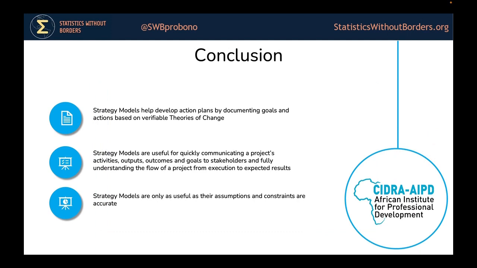But in conclusion, strategy models help develop action plans by documenting goals and actions based on verifiable theory of change. Strategy models are useful for quickly communicating a project's activities, outputs, outcomes, and goals to stakeholders, and fully understanding the flow of a project from execution to expected results. You can see the shortcomings, you can communicate to each stakeholder. Those are really the key aspects of what makes up an effective strategy model.